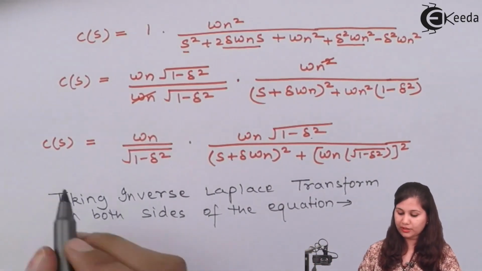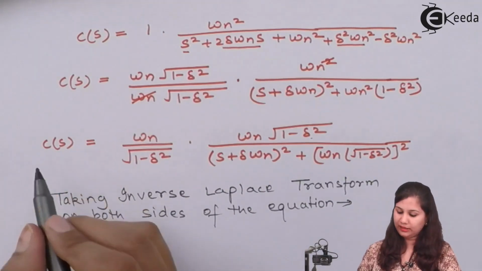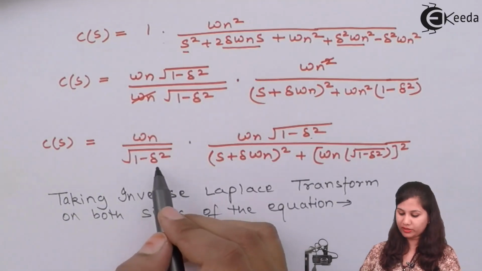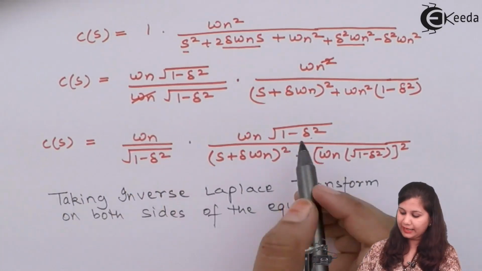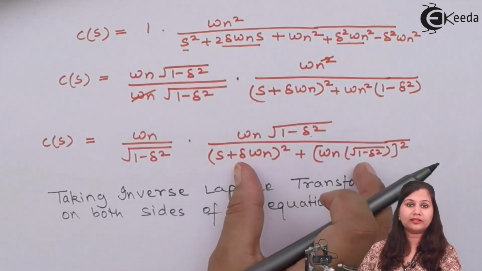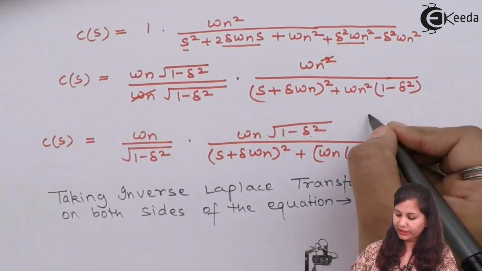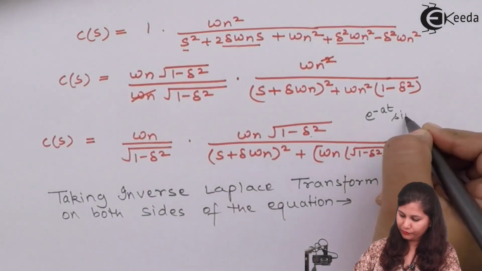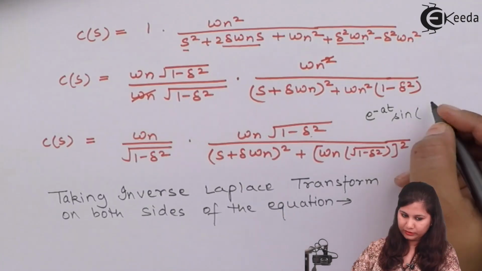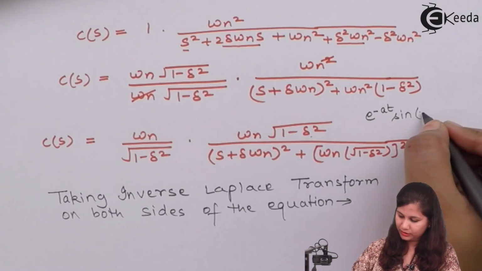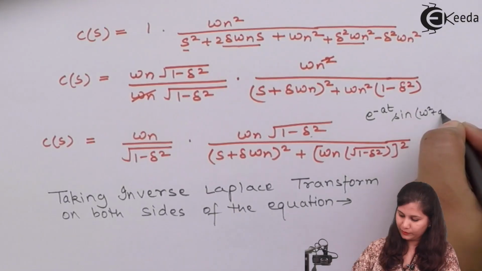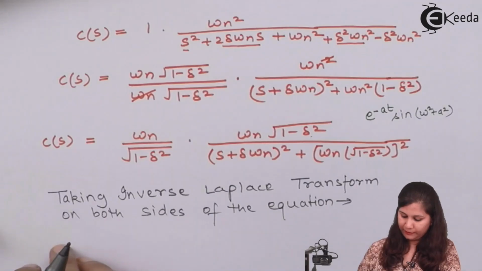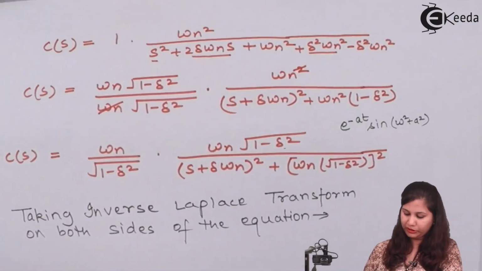So the inverse Laplace transform of C(s) will be c(t), and this omega n upon under root of 1 minus delta square is a constant term, so it will be as it is. This is making the formula of e raised to the power minus at, and then we have sine of omega, with omega square plus a square in the denominator. Okay, so we can have it here. We can apply this inverse Laplace transform formula directly.